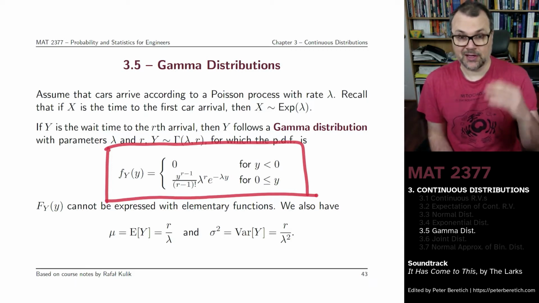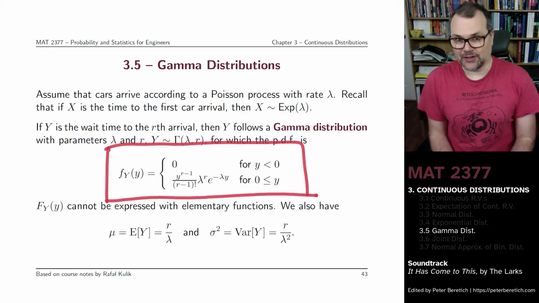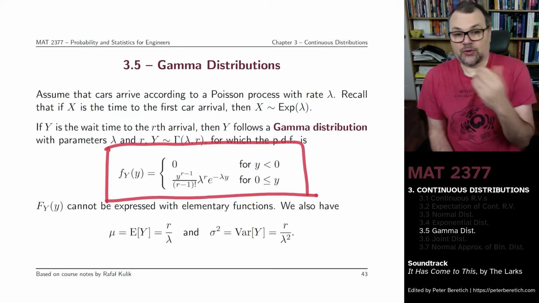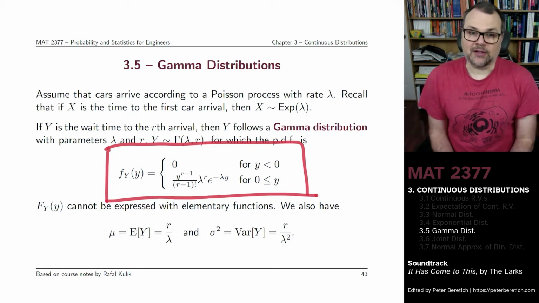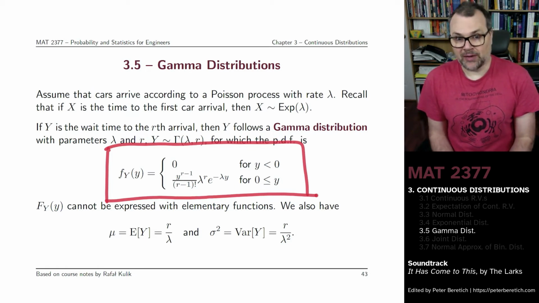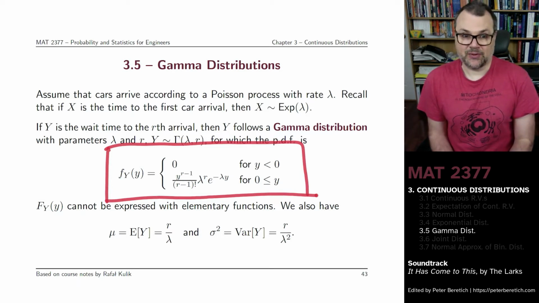Okay? So the probability of having to wait less than 0 units of time would be 0, and for having to wait more than 0 units of time, say y units of time, the density is y to the r minus 1 divided by r minus 1 factorial, times lambda to the r, where lambda is basically the rate for one such event, times e to the minus lambda y.